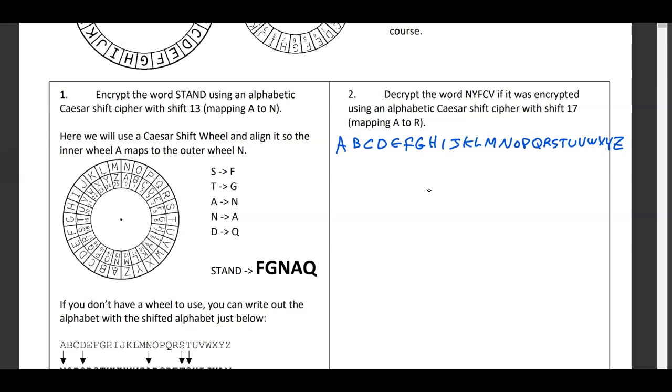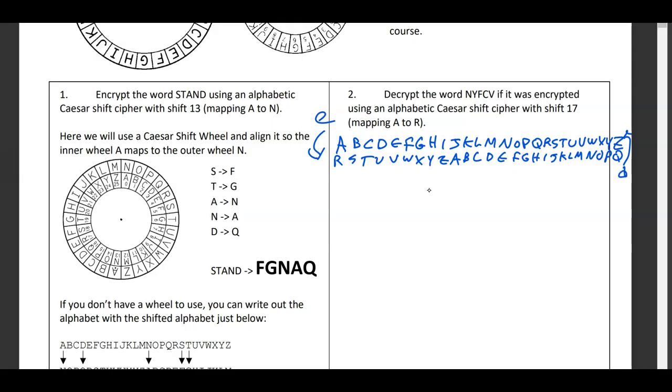Then A is mapping to R, so we start below A with an R and write the alphabet. When you get to Z, start over. The next one should be the R. There we go. So the encryption goes down, the decryption goes up.